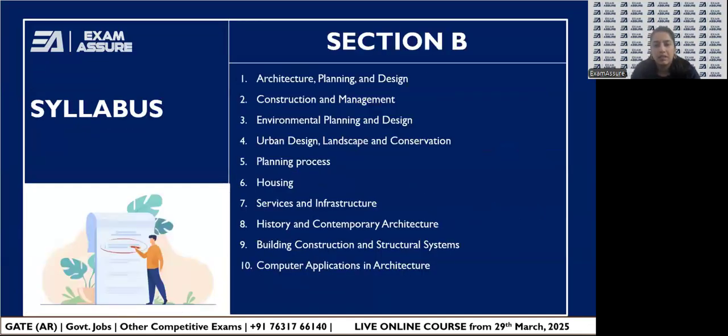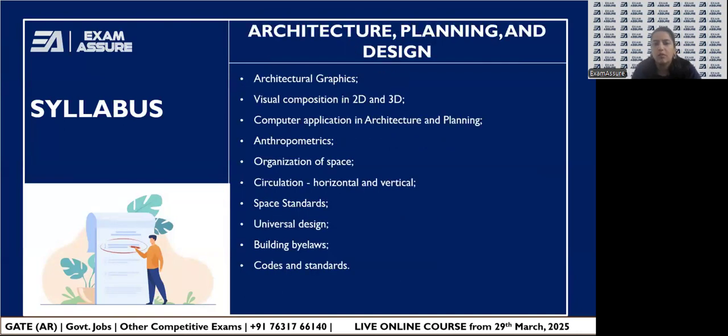As far as the syllabus is concerned, these are all subjects that we study in the 5-year architecture course, right from architecture and planning, design, environment, landscape, conservation, construction management, housing, planning process, history, services, building construction, and computer applications. If you look at them one by one, in terms of architecture, planning and design, one is expected to know about architectural graphics, organization of spaces, circulation of spaces, space standards, building bylaws.